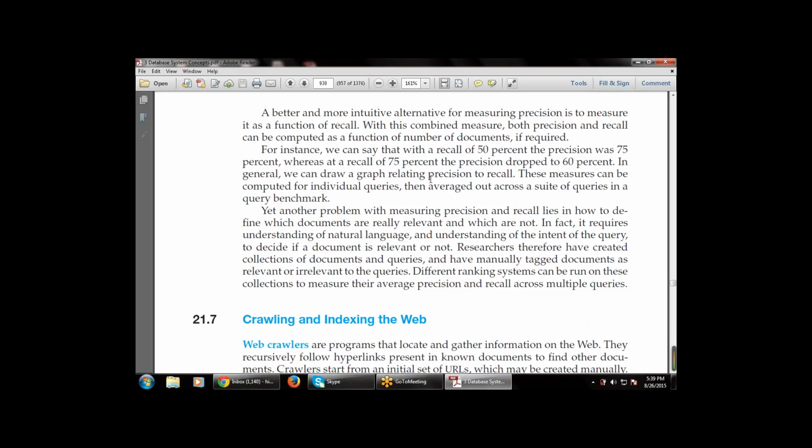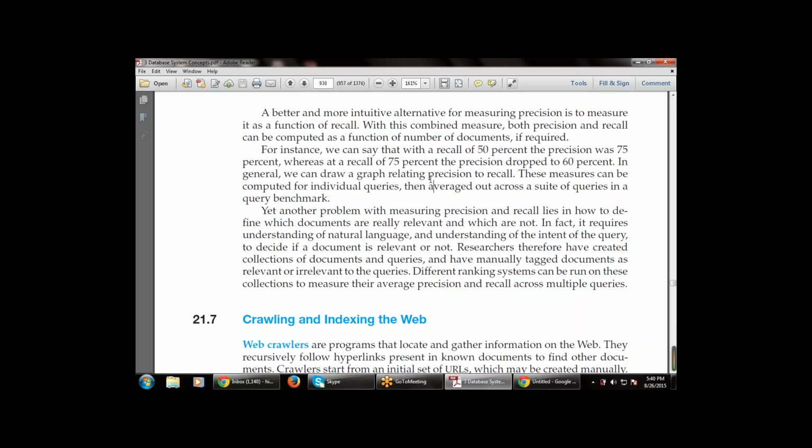Different ranking systems can be run on these collections to measure their average precision. Different ranking mechanisms can be run on the collection to measure average precision and recall across multiple queries, which are defined with multiple options.